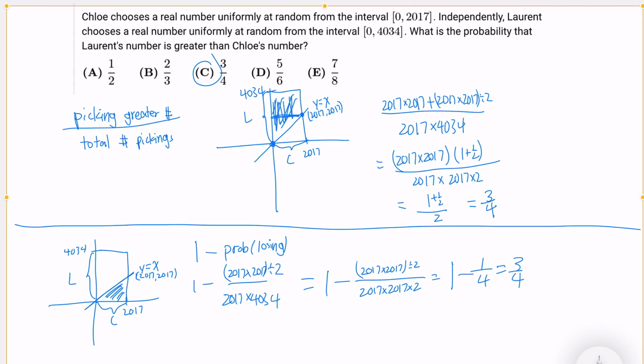Both of these methods are okay, and they're honestly a little bit similar. The second method relies on the fact that you must subtract the area of the shaded triangle from 1, and the second method would be a little bit easier because you don't have to try to find the area of the region above the line of y equals x. But all in all, both of these methods are okay, and the answer is C, 3/4.